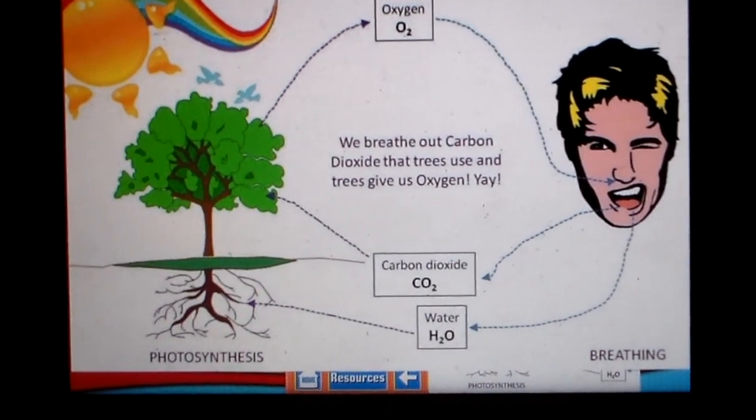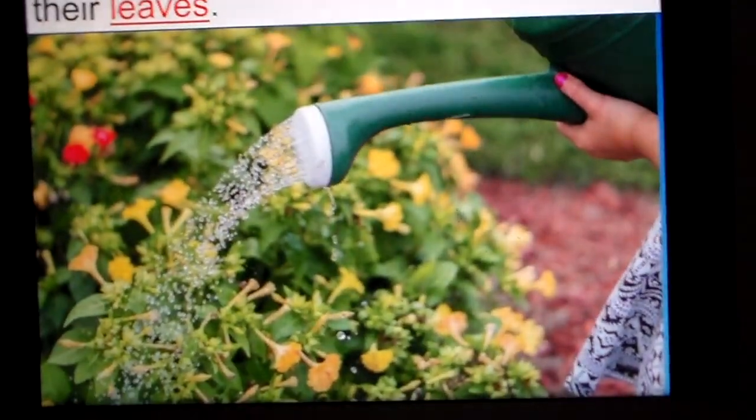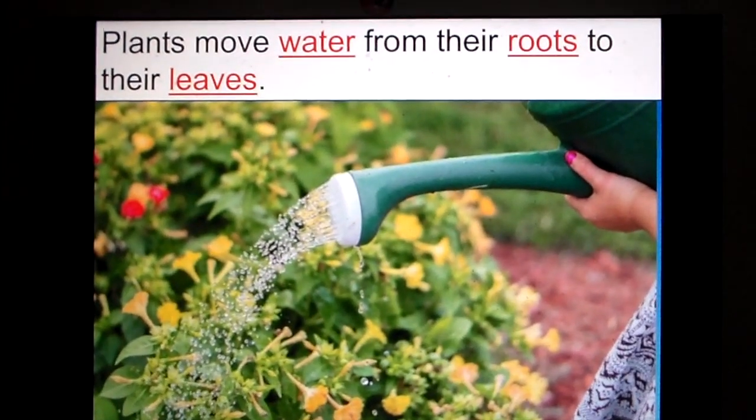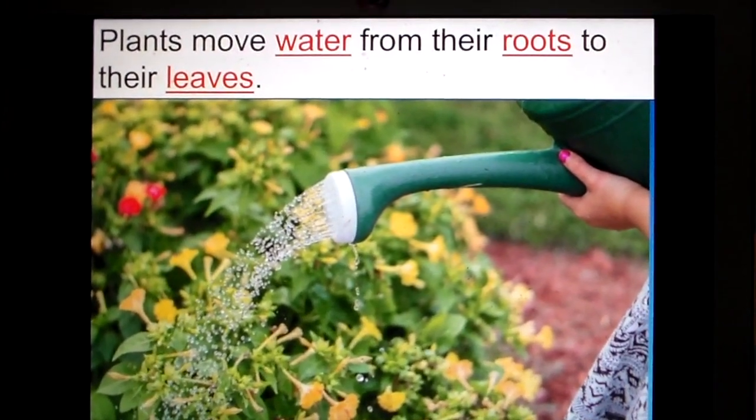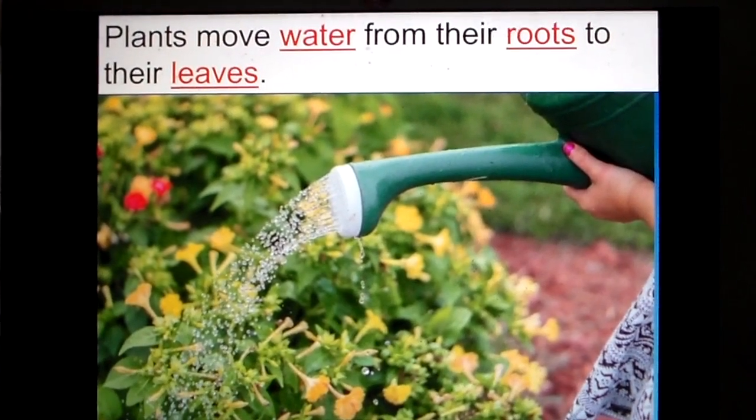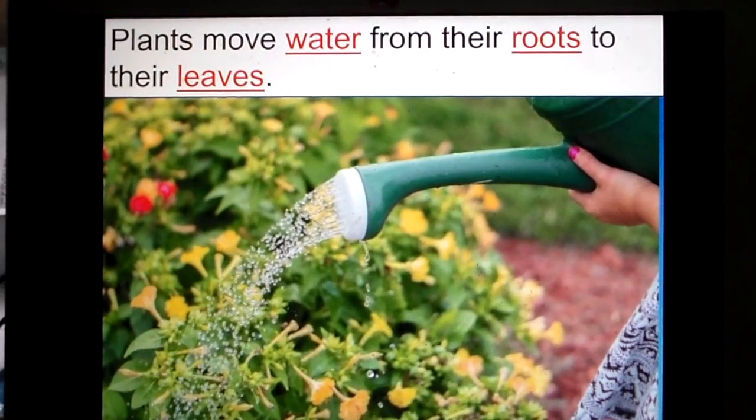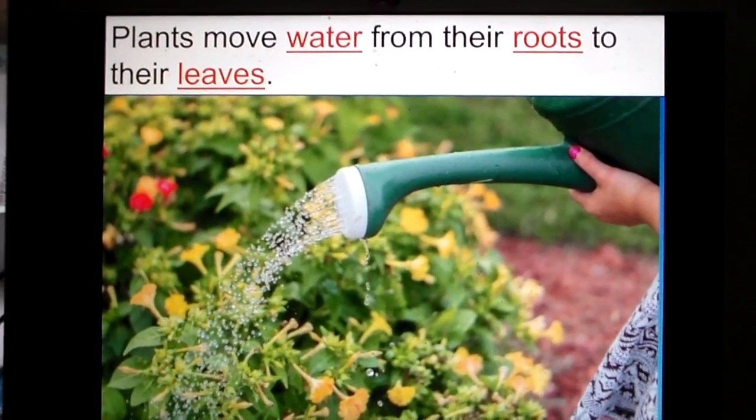But I don't want to get too far into that. I want to get back to the plants. So let's remember that plants need to get water, and they move that water from their roots to their leaves. That's the primary way plants take in water. Their roots absorb the water from the soil, and then they bring it up to their leaves.